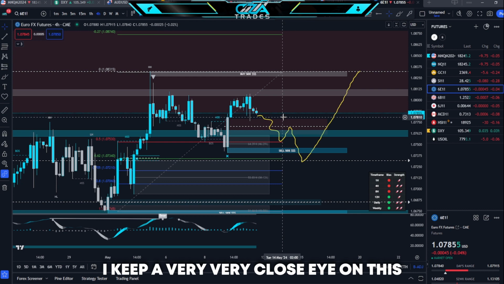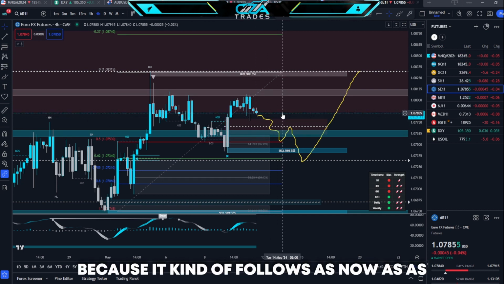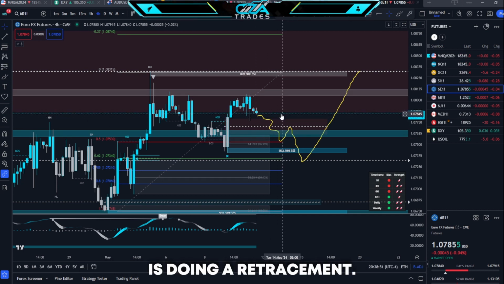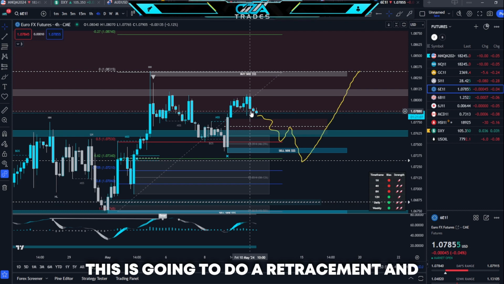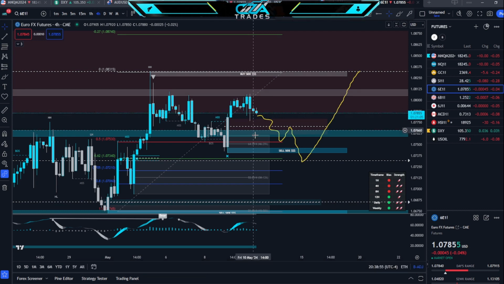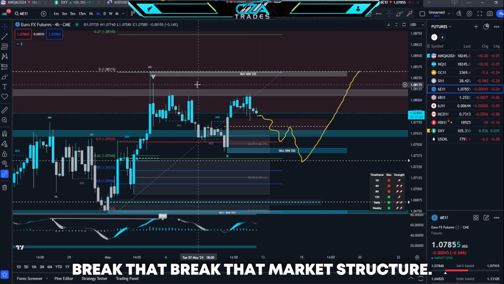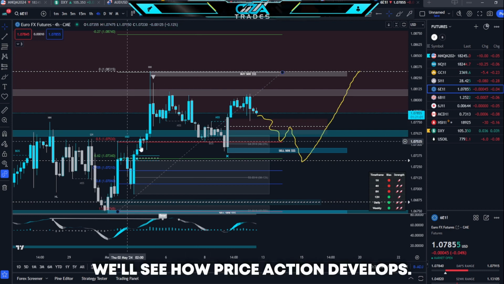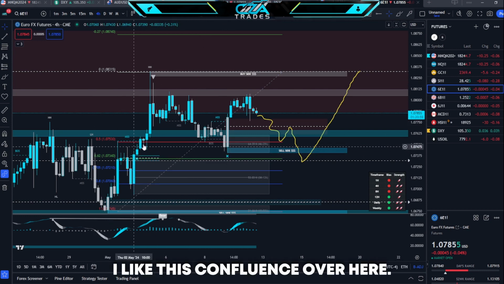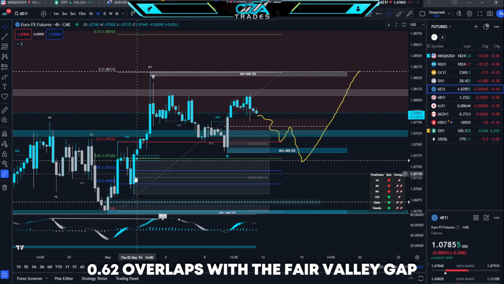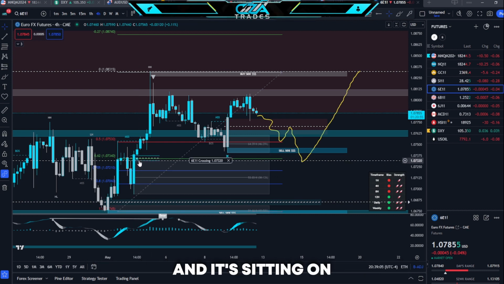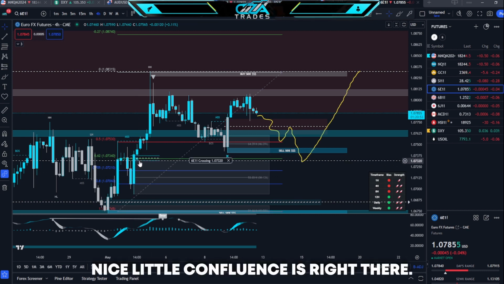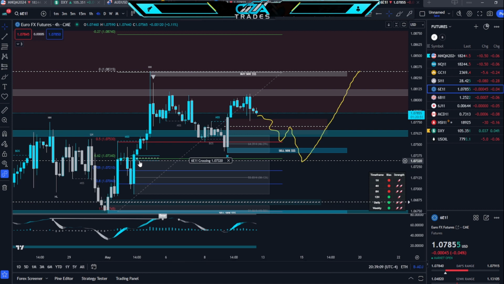Keep a very, very close eye on this because it kind of follows NAS. NAS is bullish, but NAS is doing a retracement. This is going to do a retracement, and then it's going to convert back to bullish and break that market structure. We'll see how price action develops. I like this confluence over here. 0.62 overlaps with the fair value gap, and it's sitting on top of an order block. Nice little confluences right there. That looks really good.